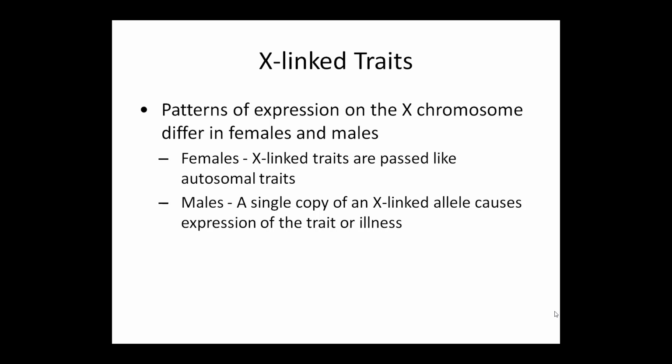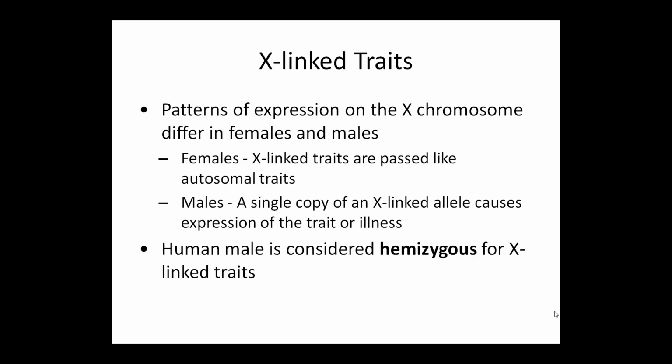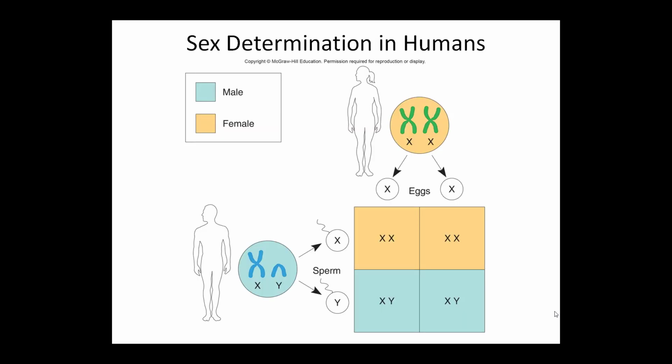Zygous, hemizygous. So a human male is considered hemizygous for X-linked traits. So let's look at the typical Punnett square for males and females for an X-linked trait.